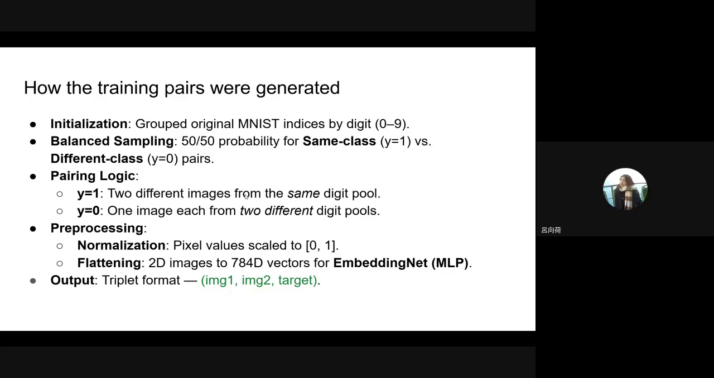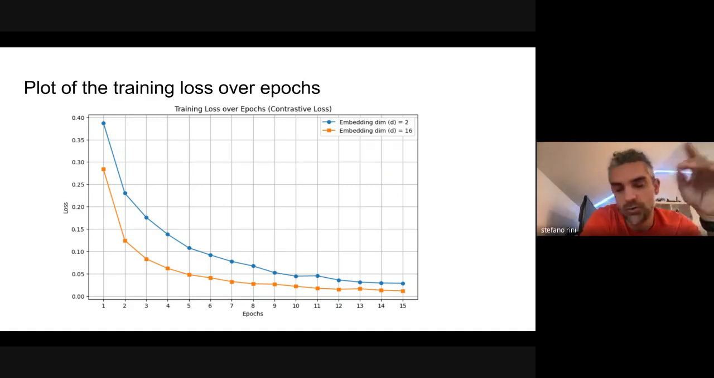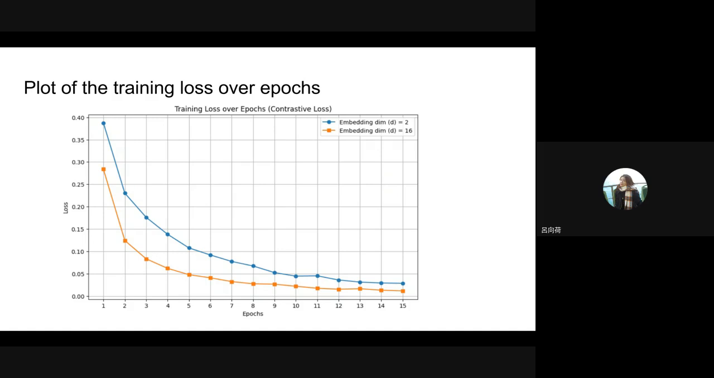Next page, thank you. Okay. And the plot illustrates the training loss over 15 epochs using the control. So here the embedding dimension is the size of image 1 and image 2, correct? The dimension is, yes. Okay, go ahead. Good.